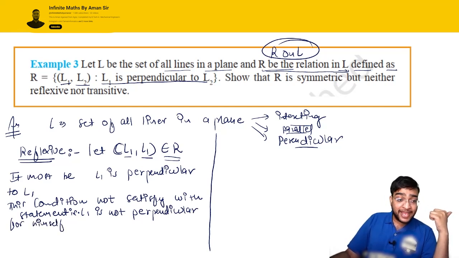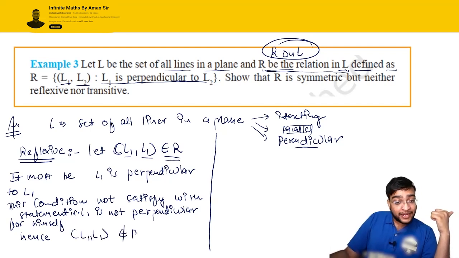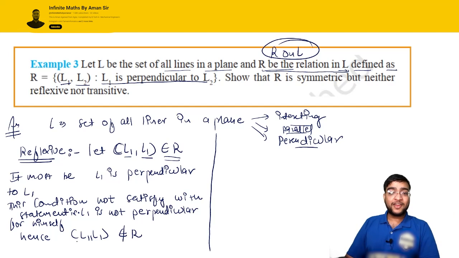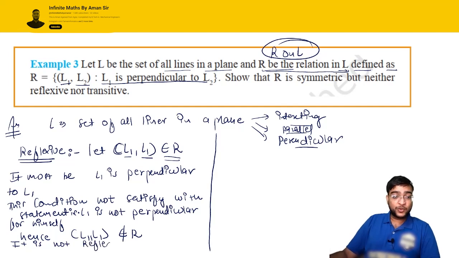Okay, sir. Hence this (L1, L2), this (L1, L1), is not in my relation. Hence I can say it is not a reflexive relation.